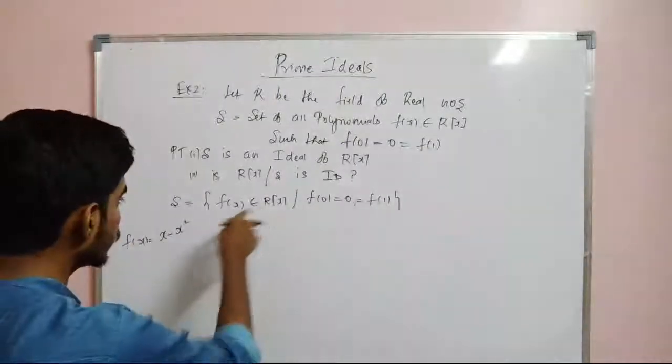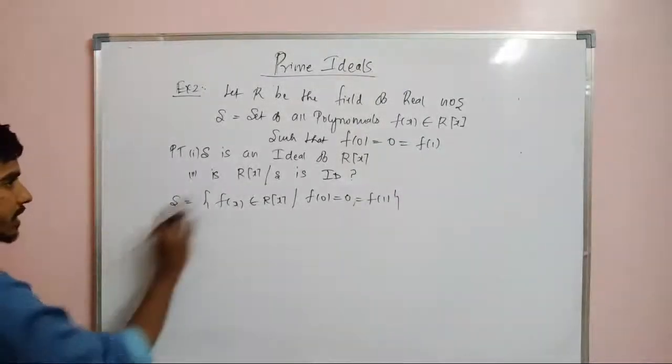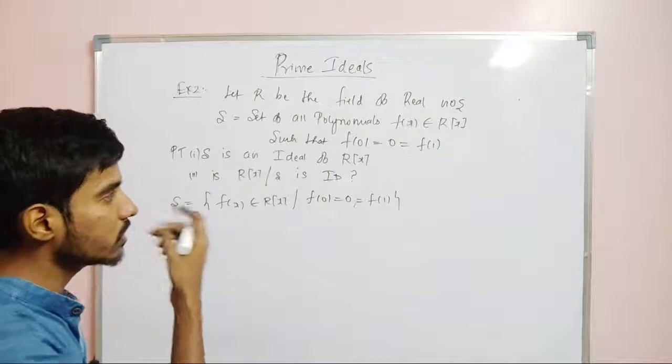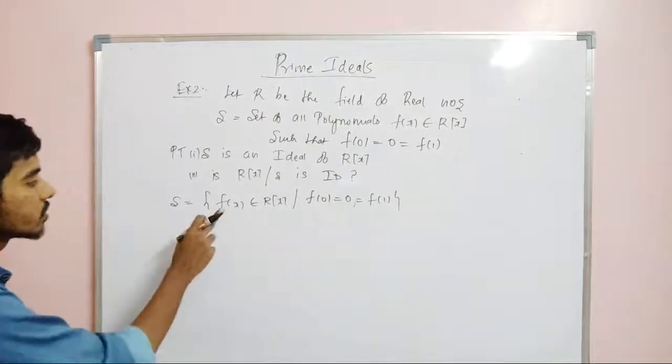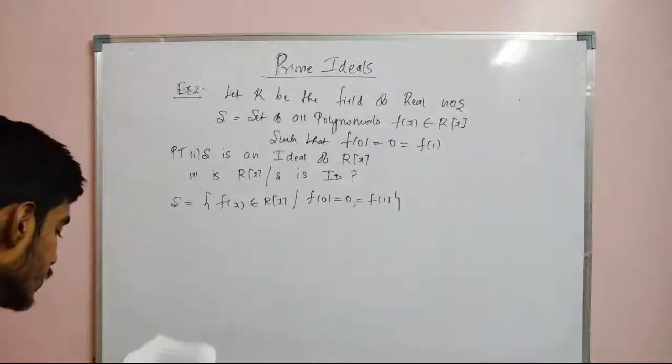So this function will be in this set. So this set consists of all those functions. Remember, it is a polynomial, it is a continuous function. So it consists of all those functions in R[x] such that f(0) is equal to 0 and f(1) is equal to 0.